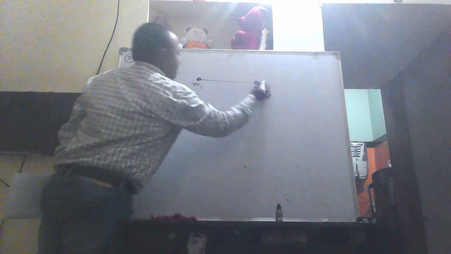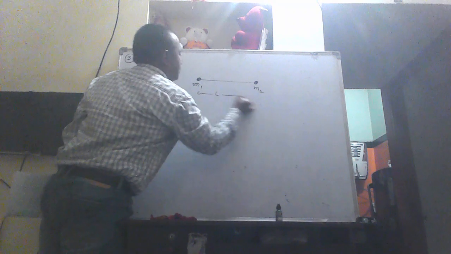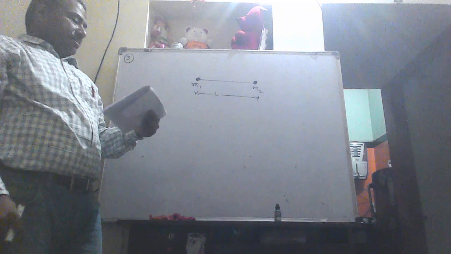This is quite important. Calculate the position of the center of mass of a system consisting of two particles of mass m1 and m2 separated by a distance L. There is one particle whose mass is m1, another whose mass is m2, and the distance between them is given as L. You have to calculate the center of mass of this system.